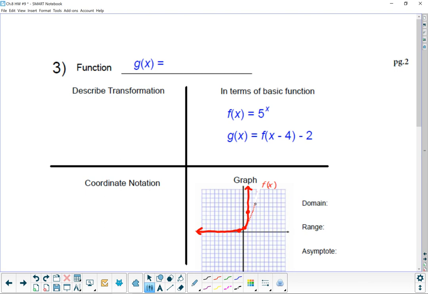So here, I'll fix it for you guys. There. At least it's sort of fixed on mine. So that's what f of x equals 5 to the x power looks like.